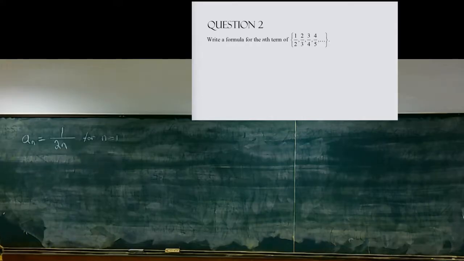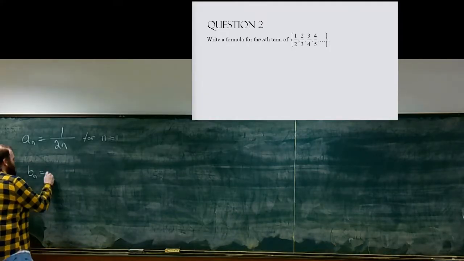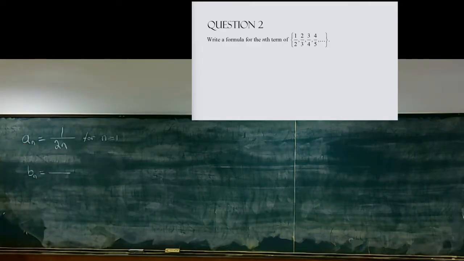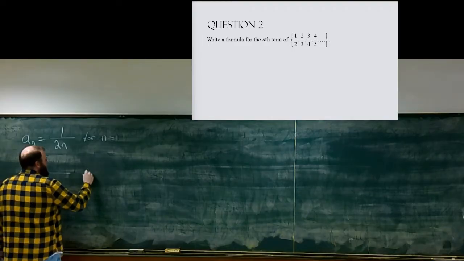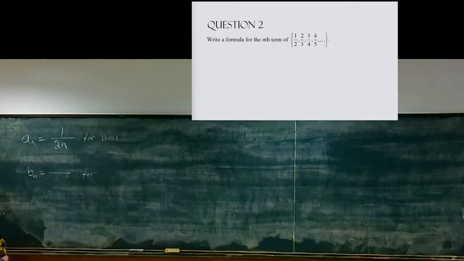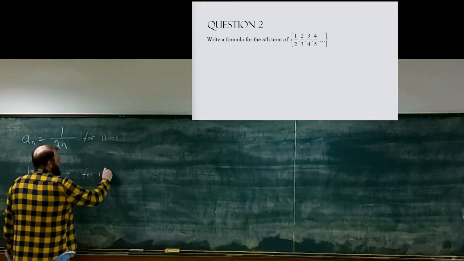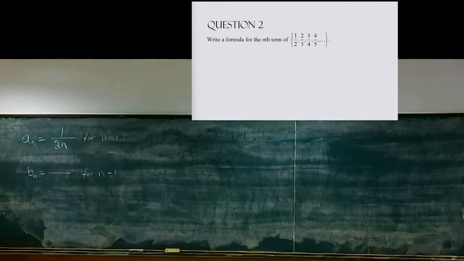1/2, 2/3, 3/4, 4/5, so on and so forth. Let's call this b sub n. Well, each one's going to be a fraction, right? Again, you need to decide a starting point. Let's say 1.